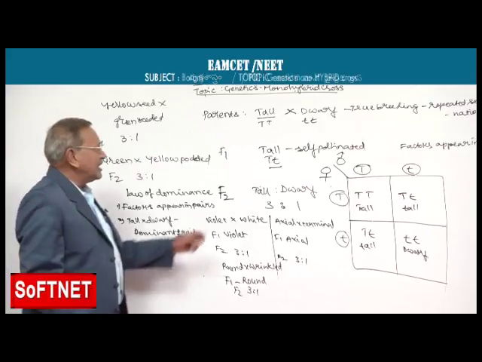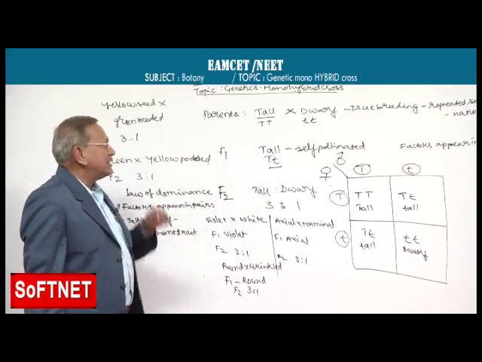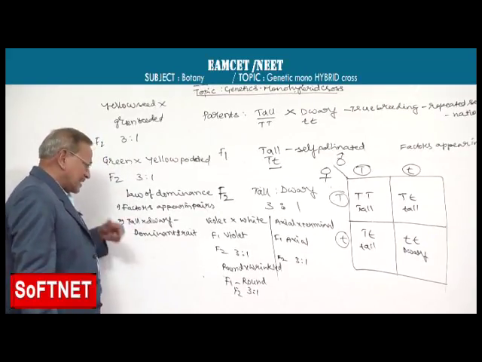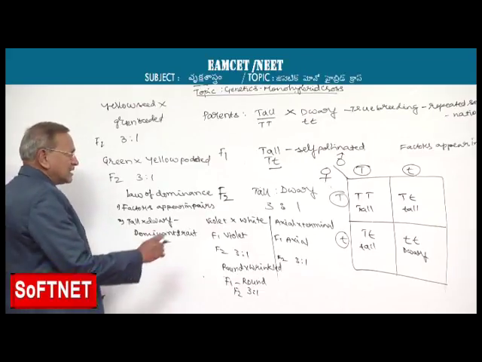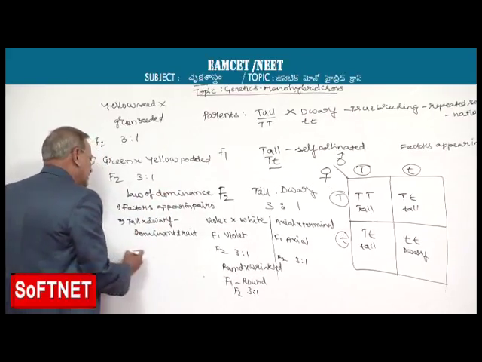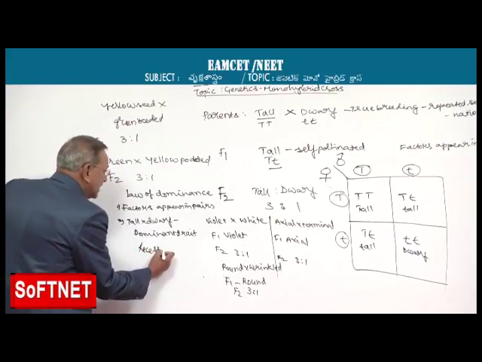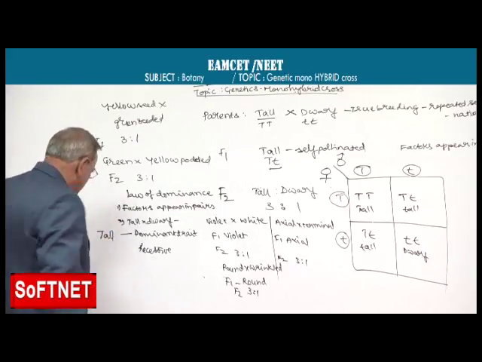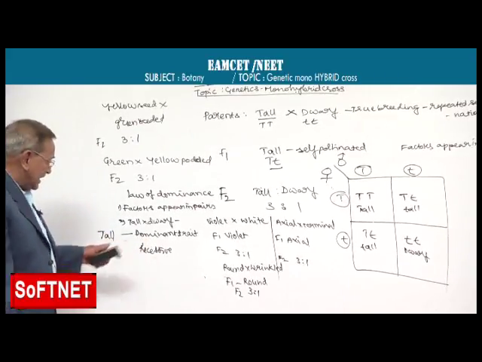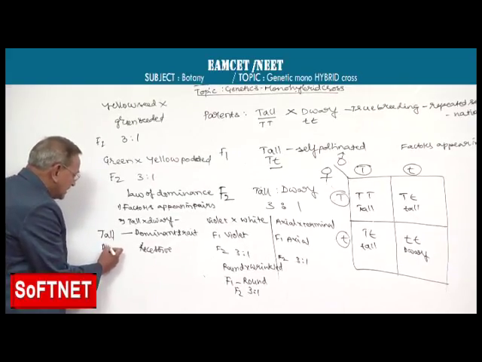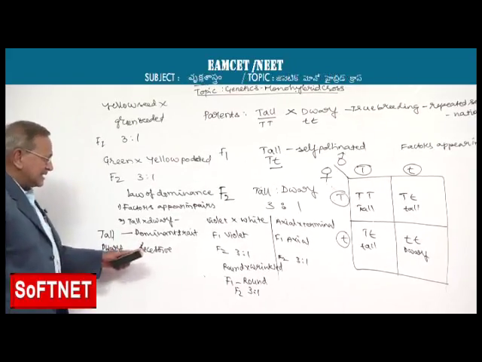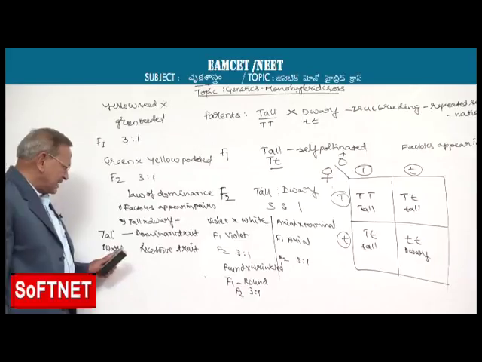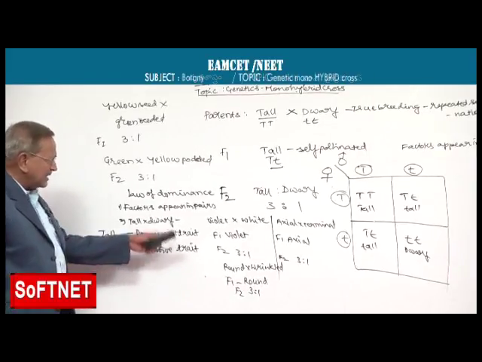So when both tall and dwarf are together in the F1, only tallness is exhibited but not the dwarf character. That which is exhibited, that expressed itself, is the dominant trait; that which was suppressed is called the recessive trait. In this case, tallness is the dominant trait, whereas dwarfness is the recessive trait.